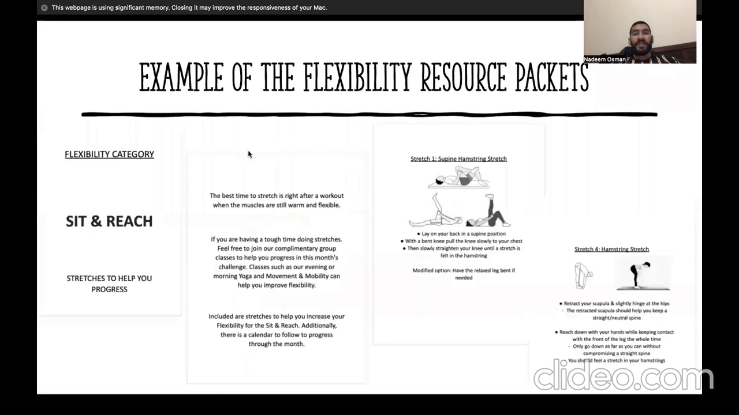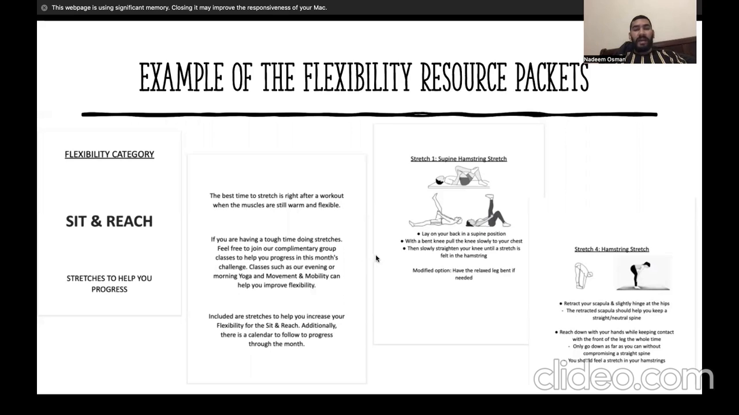Moving on to the flexibility portion of the resource packets. They are similar, but a little different. In this one, I also promote our free group fitness classes we provide at Cross Creek Ranch Fitness Center in the hopes of adding more engagement at the group fitness classes. And at the same time, it would help the participants improve in their flexibility category if they have no clue what to do.